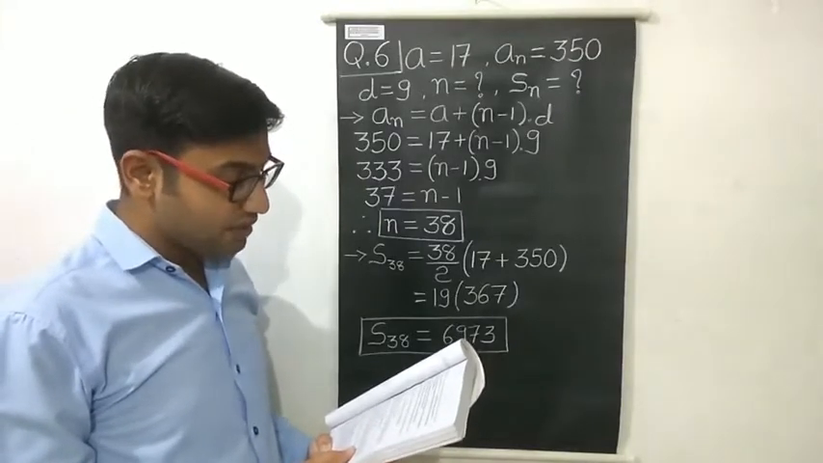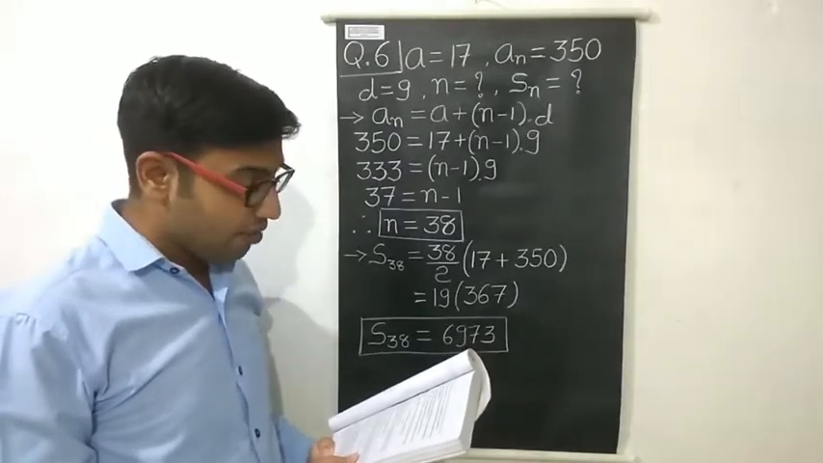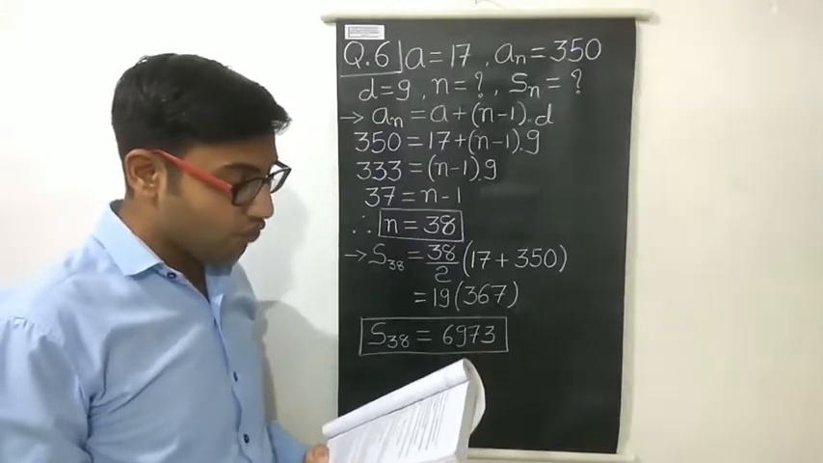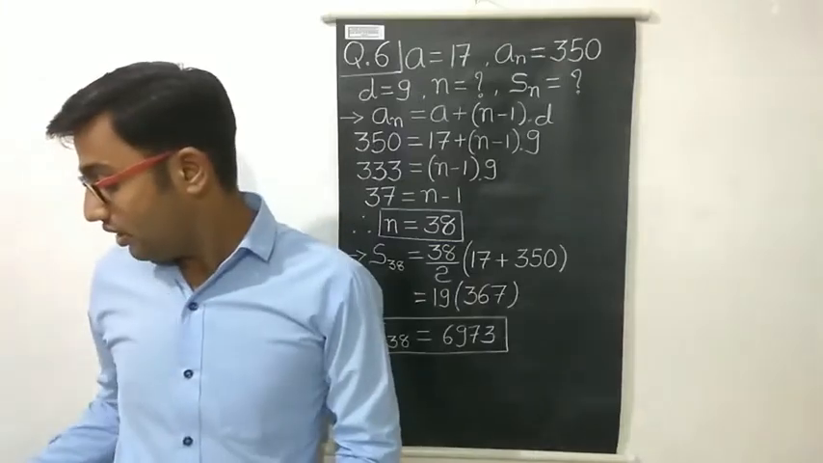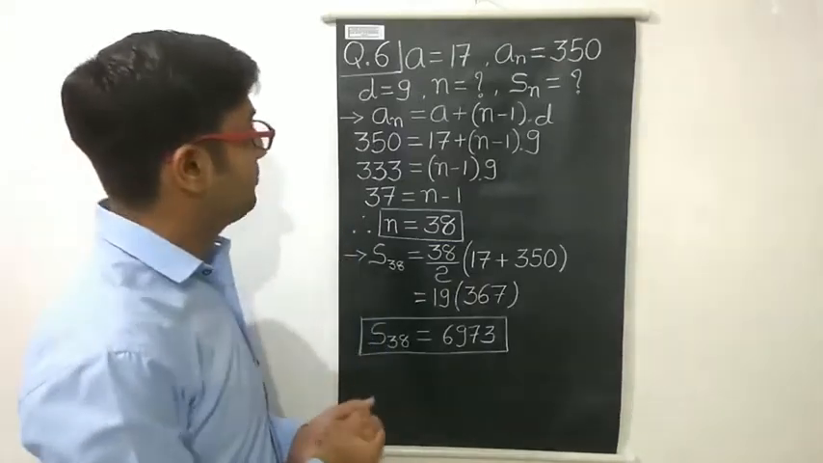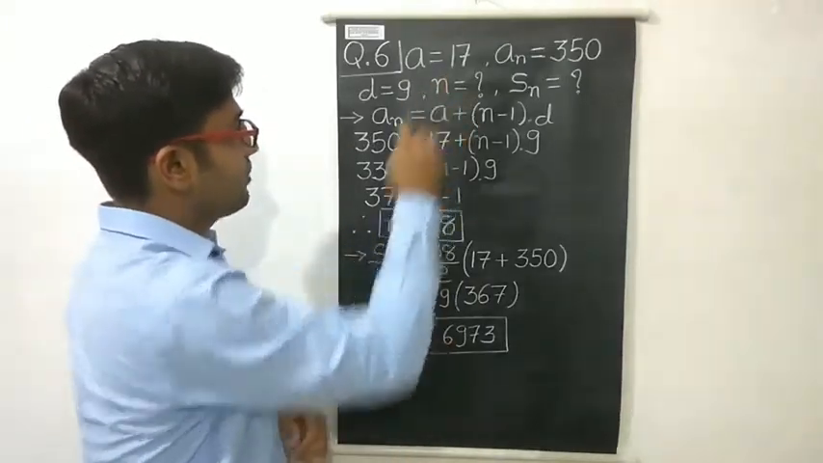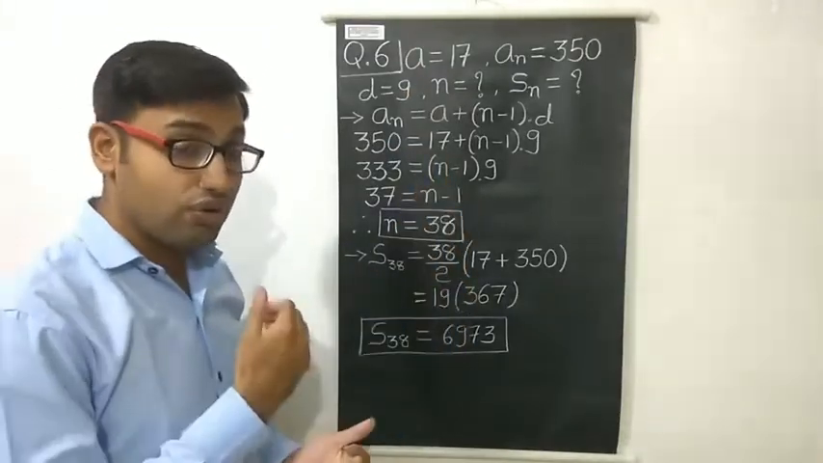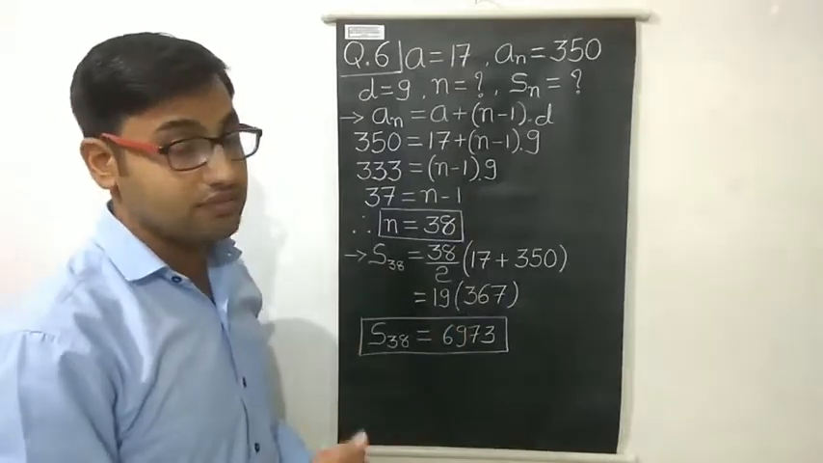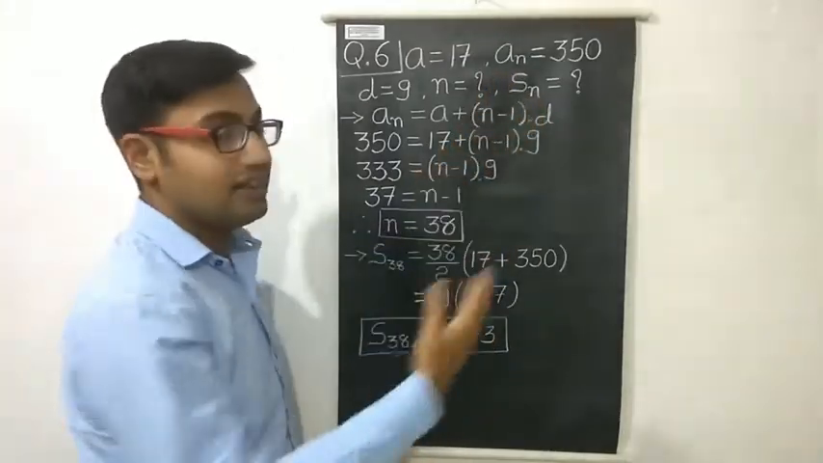If the common difference is 9, how many terms are there and what is their sum? Okay, so here we are given the first term of an AP, which is 17, and the last term of the AP is 350. Now we don't know the number of that last term. Let's suppose it is the nth term.